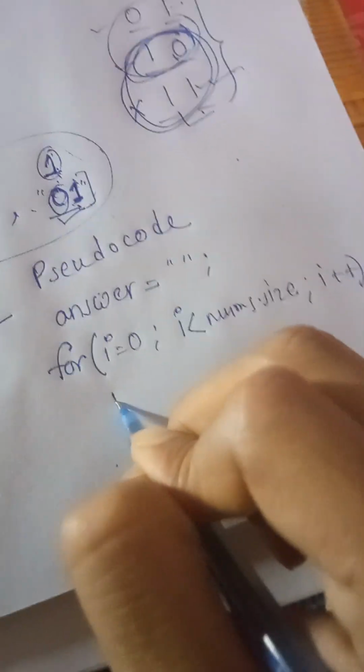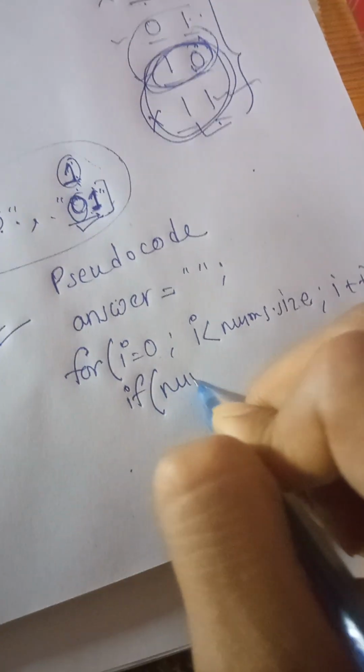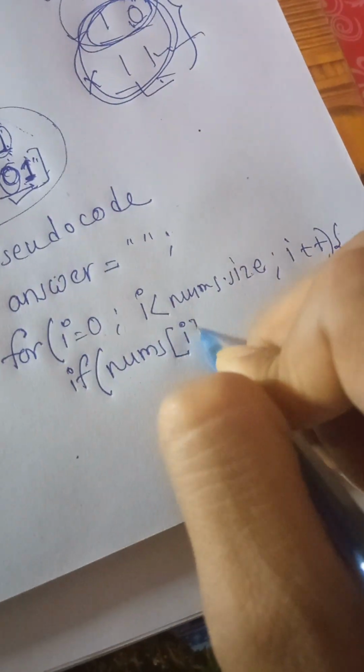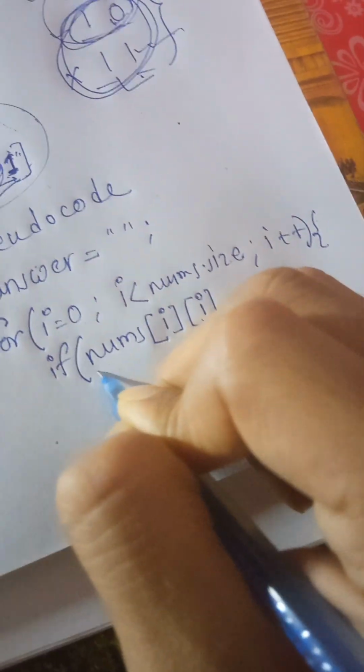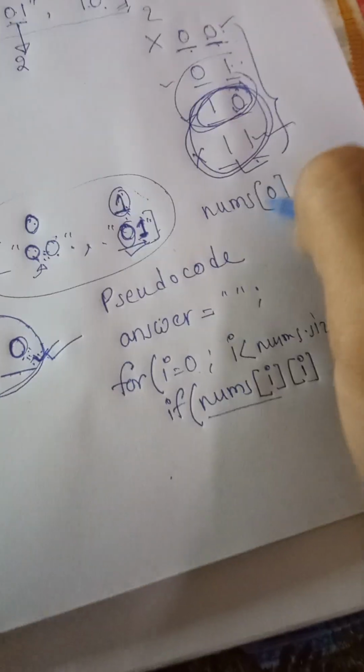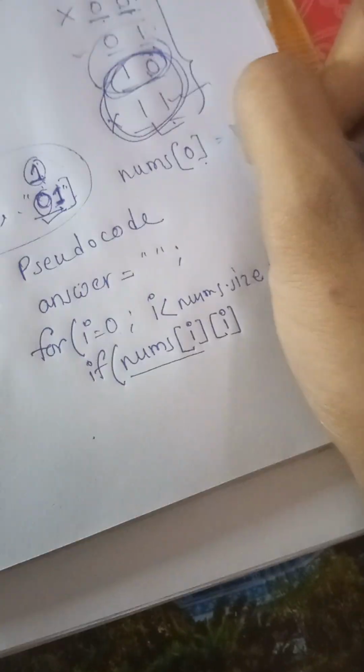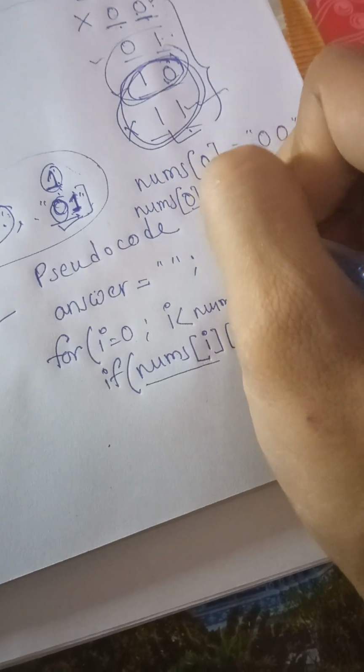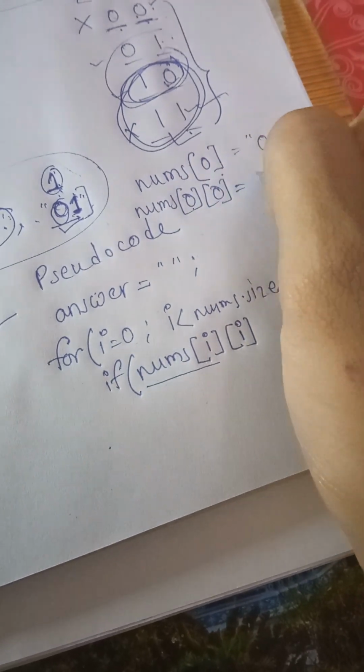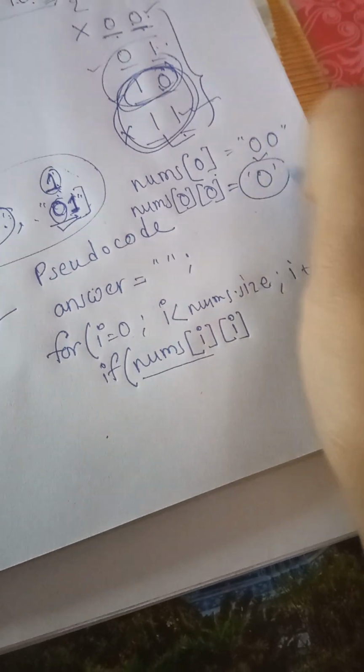I can generalize this. So here I can write nums of I, and again I, because only nums of I. Suppose I am taking I equal to 0, so only nums of 0 means this string which is 0 0. But when I am writing nums 0 0, it is a character, in this case the character 0. So that's why I have to write the double index, nums I.